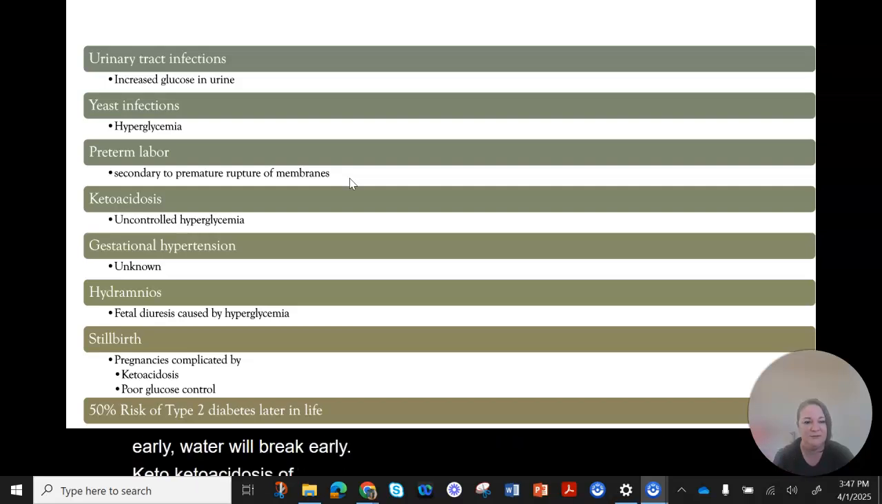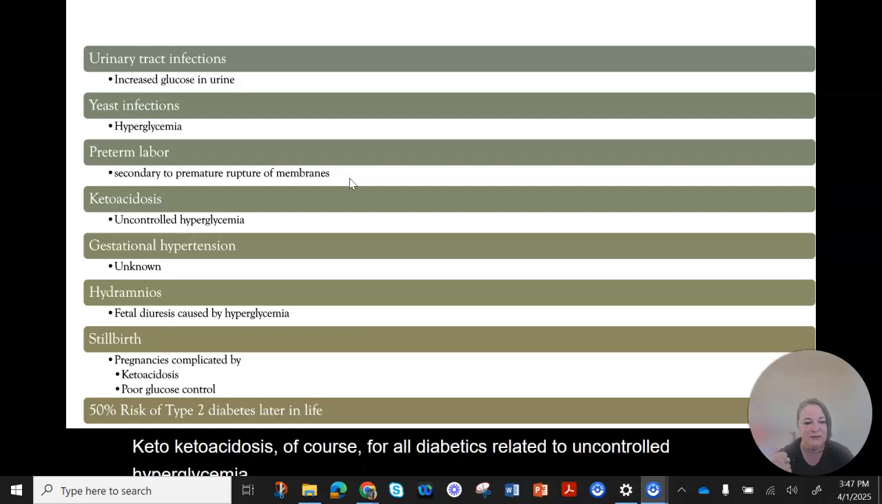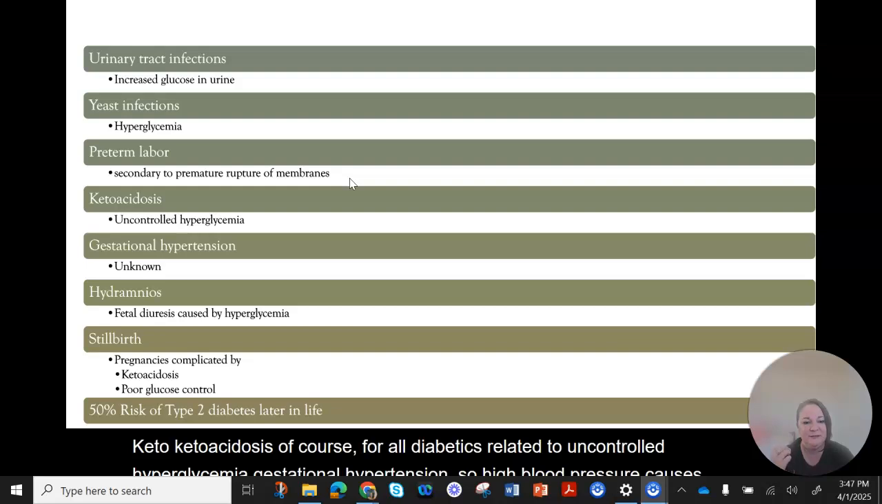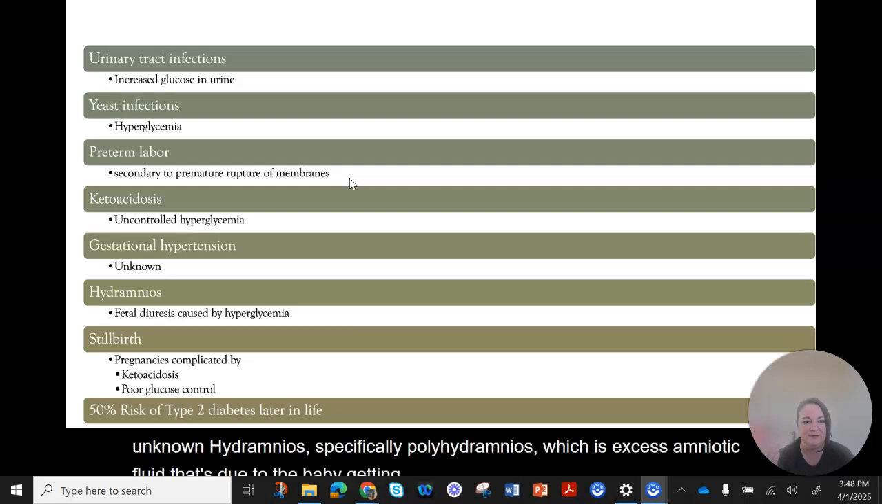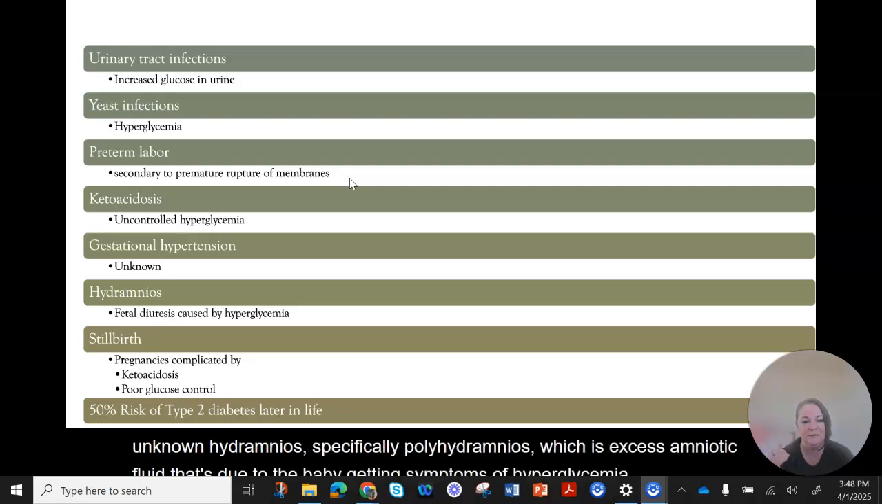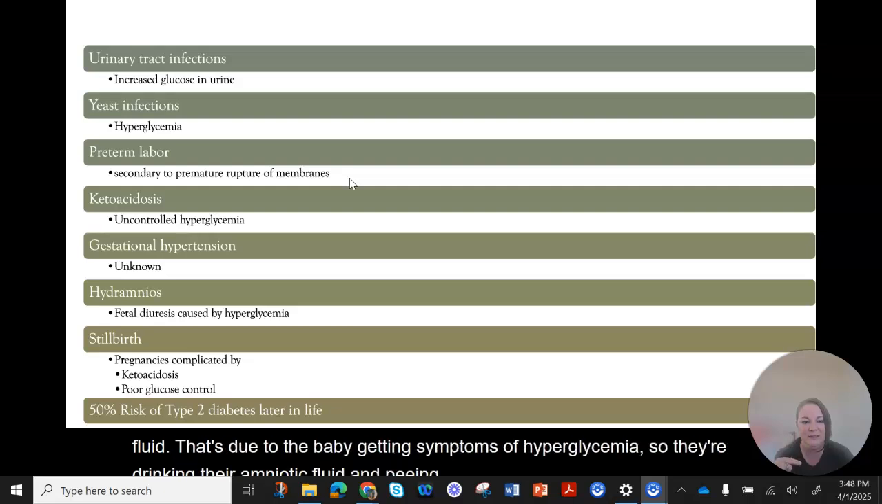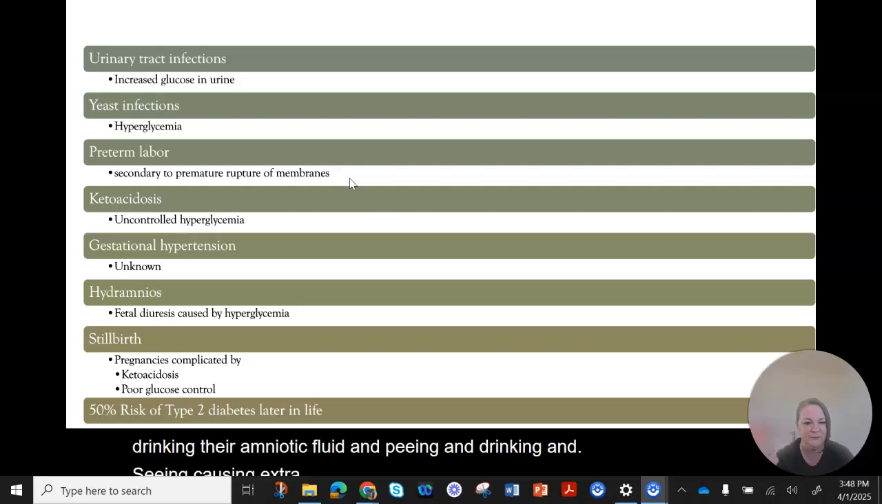Ketoacidosis, of course, for all diabetics related to uncontrolled hyperglycemia. Gestational hypertension, so high blood pressure, causes unknown. Hydramnios, specifically polyhydramnios, which is excess amniotic fluid. That's due to the baby getting symptoms of hyperglycemia. So they're drinking their amniotic fluid and peeing and drinking and peeing, causing extra amniotic fluid related to the hyperglycemia.